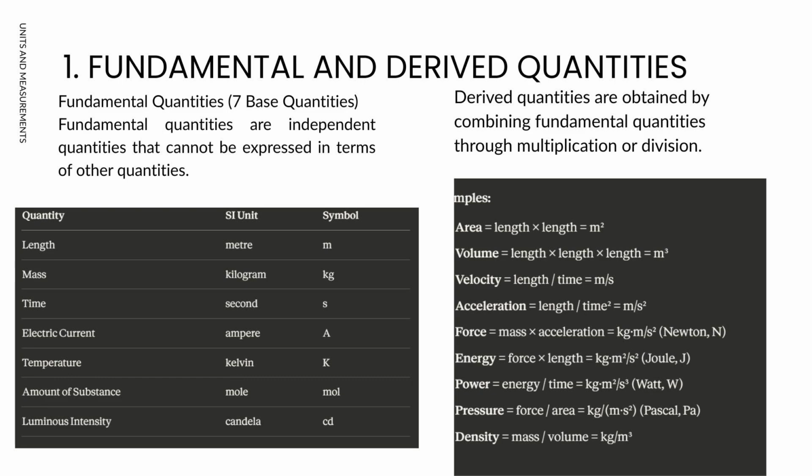So for the derived quantities, we have area and volume. Area is length times length, that's meter square. Volume is length times breadth times height, but all of them have the unit meter, so it's taken as length times length times length. That's meter cube as the unit. We have velocity, length over time, which is meter per second. We have acceleration, which is length over time squared.